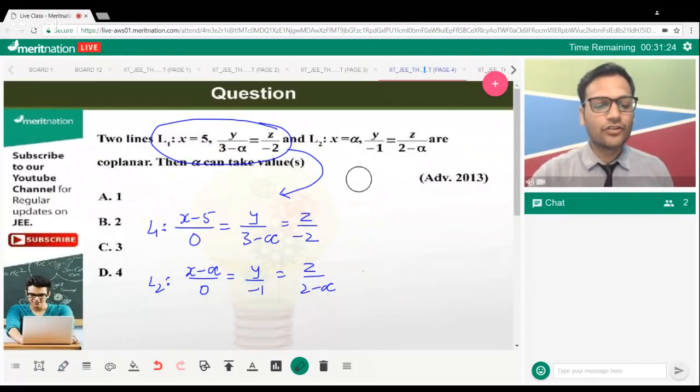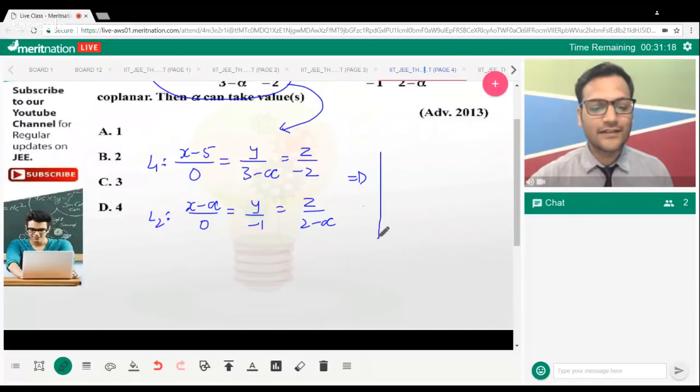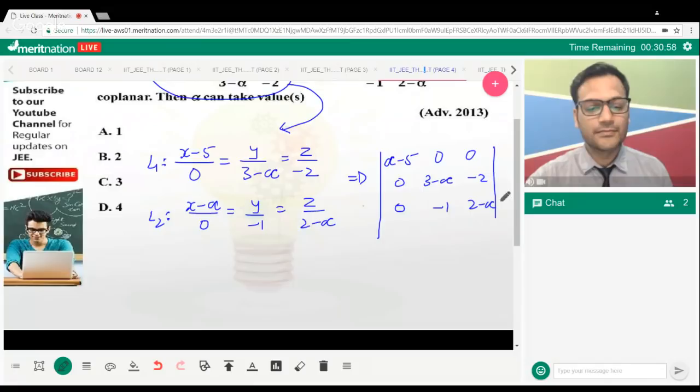Now over here, in order to calculate the value of alpha, what to do? Same stuff, exactly the same thing. They will intersect if they are coplanar, or they will be coplanar if the determinant is equal to 0. The determinant says alpha minus 5, alpha minus 5 over here, it is 0 minus 0, 0 minus 0 again. It is in fact simpler than the previous one. So 0, 3 minus alpha and minus 2. From here, you get 0, minus 1 and 2 minus alpha. This must be equal to 0. If you solve it, it's very direct stuff.